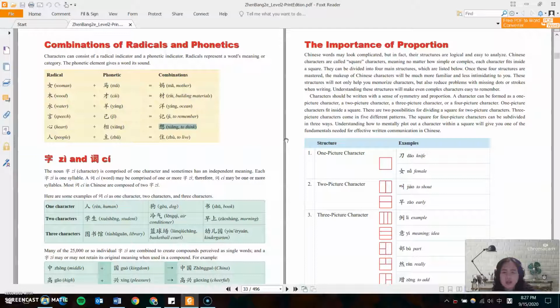Understanding how to mentally plot out a character within a square will give you one of the fundamentals needed for effective written communication in Chinese. And as you know, 今年我们会重视阅读和写字. This year we will focus on reading and writing much more than before.